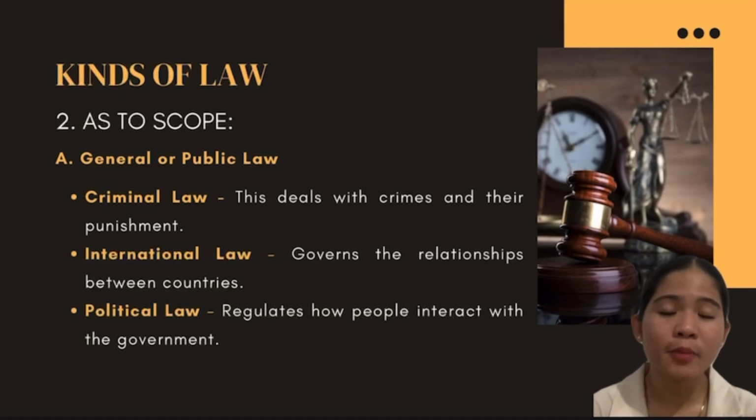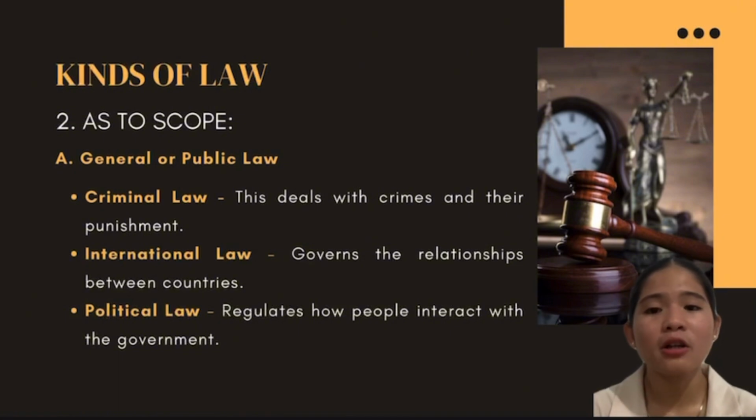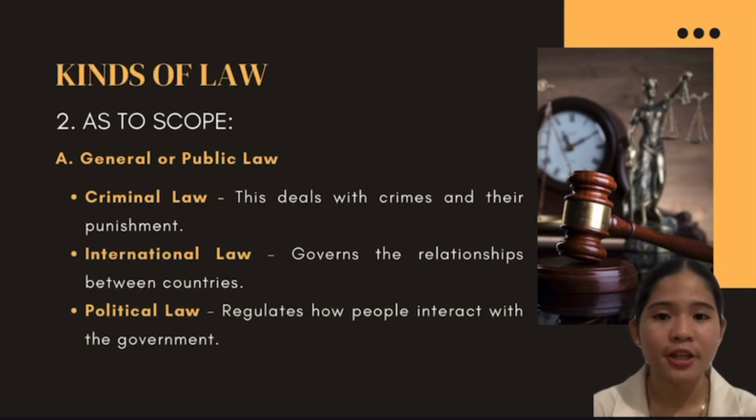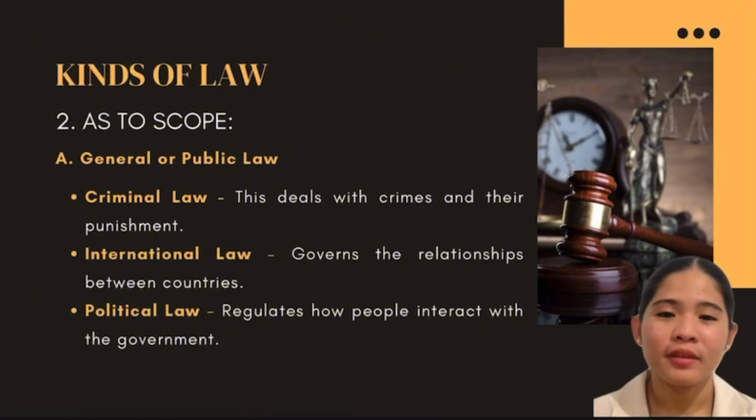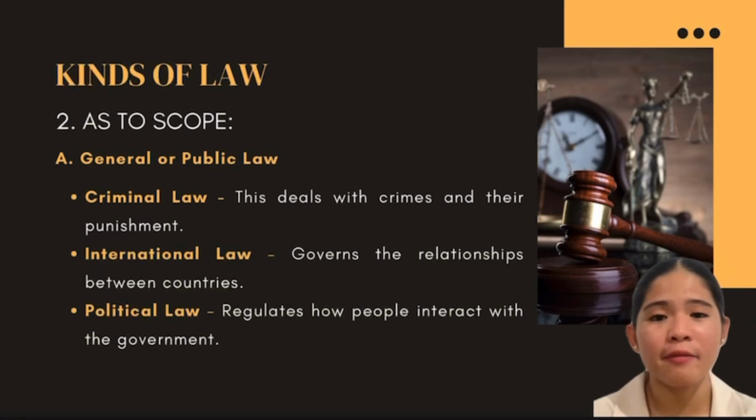So for general or public law, a law which applies to all of the people of the state or to all of a particular class of persons in the state with equal force and obligation. So the examples are the criminal laws, international laws, and political law. Criminal law. This law deals with crimes and their punishment, as well as the procedure for that purpose. For example, the Comprehensive Dangerous Drugs Act of 2002, or Republic Act No. 9165, addresses offenses related to the manufacture, sale, and use of illegal drugs.